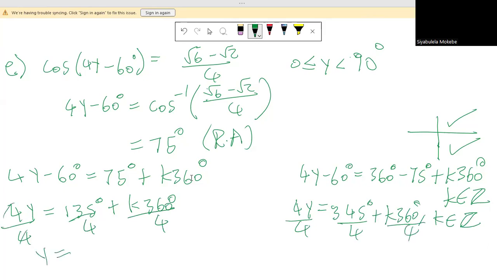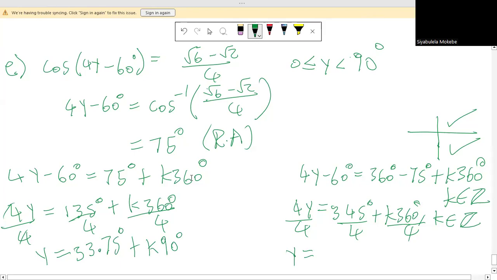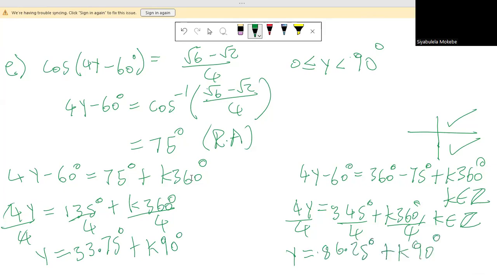Y equals 135 divided by 4, which is 33.75 plus k 90. Then y equals 345 divided by 4, which is 86.25 degrees plus k 90. Okay, again, if we're looking for the general solution, you would have to stop here, but we're not.